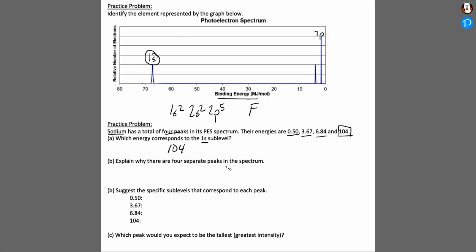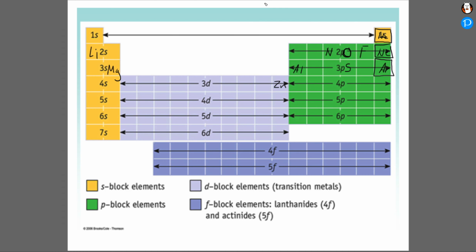Explain why there are 4 separate peaks in a sodium spectrum. Well, if each peak represents the next energy level, if we come over here, sodium would be right here. And so why do we have 4 different peaks for sodium? Well, the 1s would represent one peak, the 2s would represent another peak, the 2p would represent the third peak, and then I get to the 3s sublevel, so that would be my 4th peak.